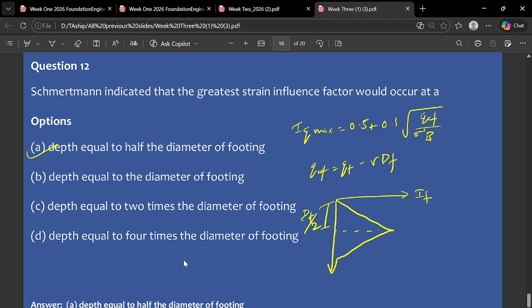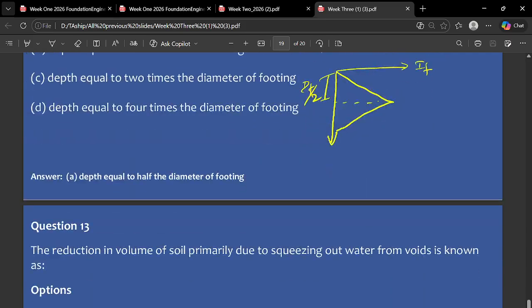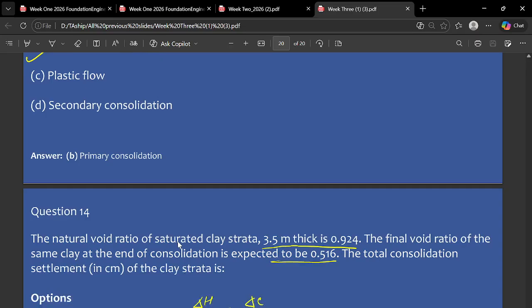Now there are different methods, some of which you can read about. Again, these are about the consolidation. So primary consolidation, secondary consolidation, and then your creep will basically come.